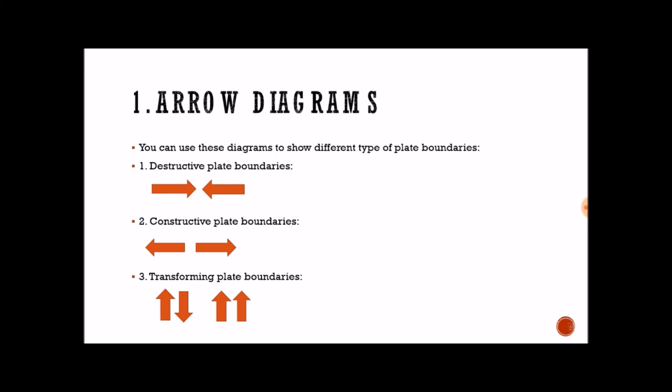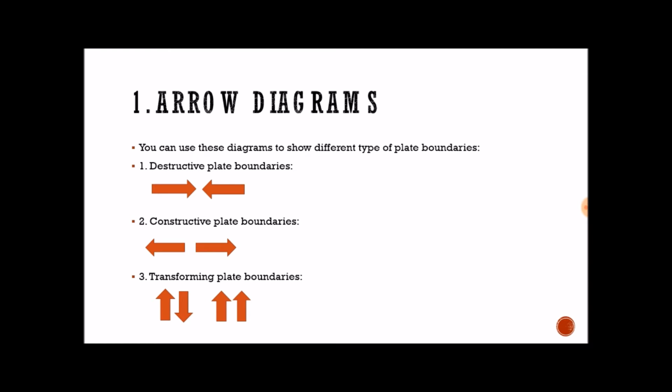So you can use this diagram to show different types of plate boundaries. In the first diagram you can see I've shown two arrows pointing towards each other. This shows how plates move in destructive plate boundaries, and so the examiner understands exactly that you know what a destructive plate boundary is. In the second case, in the constructive plate boundaries, I've shown two arrows pointing away from each other. So this indicates that the plates are moving away from each other, and so it's easier for you to remember how plates in constructive boundaries move, and also this will indicate that you know about constructive plate boundaries.